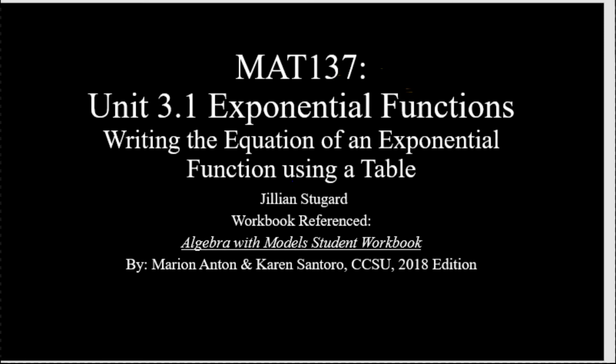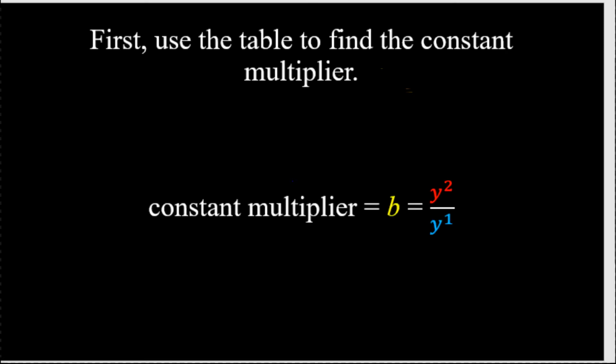When you're given a table and you want to figure out, first of all, is this an exponential function? And second of all, if it is, how do I write the equation for it? These are the steps you're going to take. First, you're going to see if you can find a constant multiplier. When I'm looking at my inputs and my outputs, if my inputs are increasing at a constant rate, is there a constant that I'm multiplying by from one output to the next to get my different outputs?